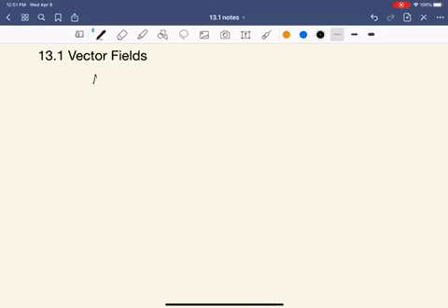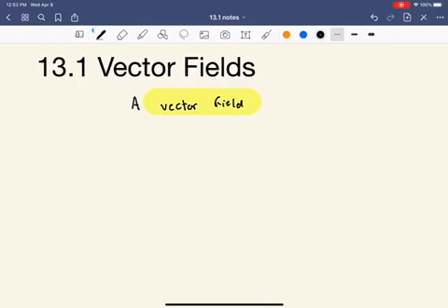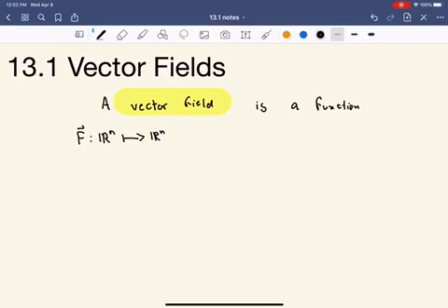Okay, so a vector field, let me highlight that since that's what we're talking about, is a function, and we're going to put a little arrow on it. And we typically write this. This means it goes from Rn into Rn. Okay? So what do I mean by that?